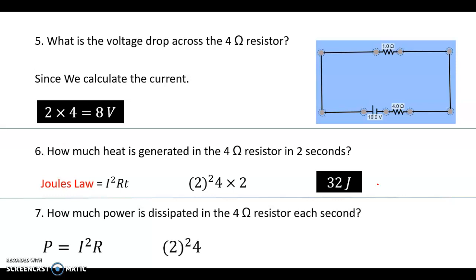We used I squared times R, 2 squared times 4, which is equal to 16 watts. If you used V squared, 8 squared over 4 will give us 16. If you used 8 times 2, you will get 16 watts. Any one of them will give you the right answer.